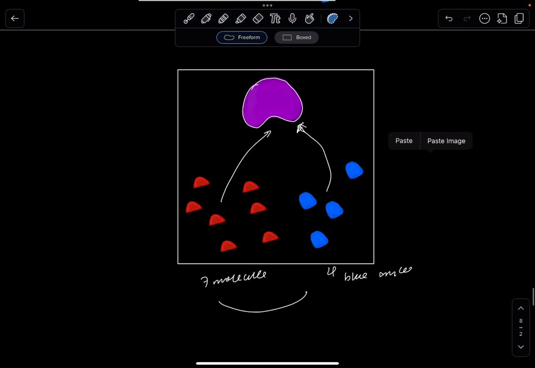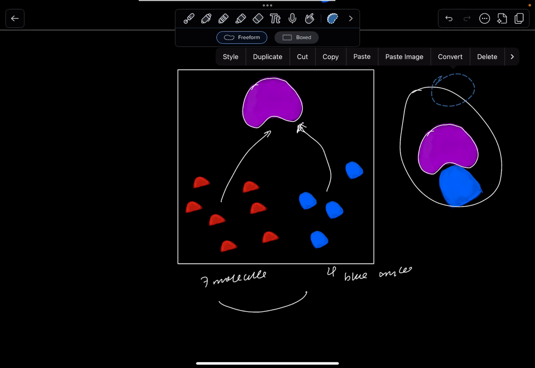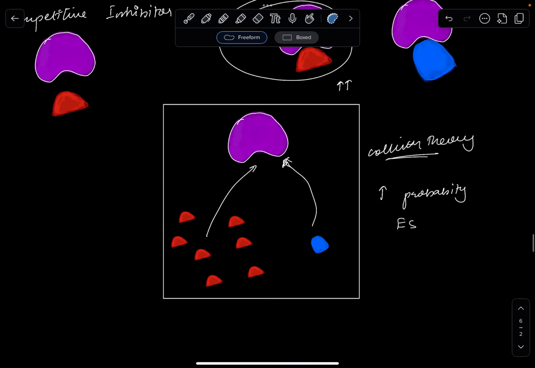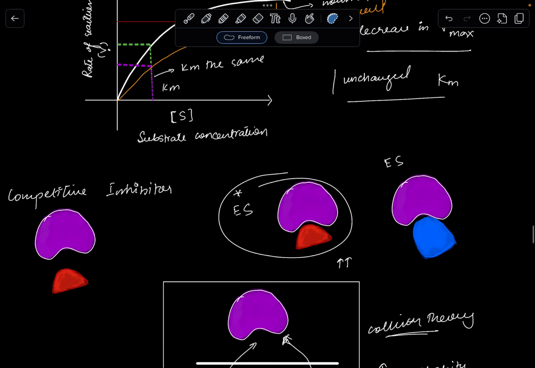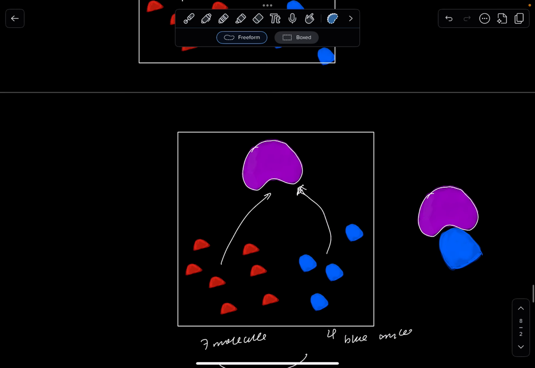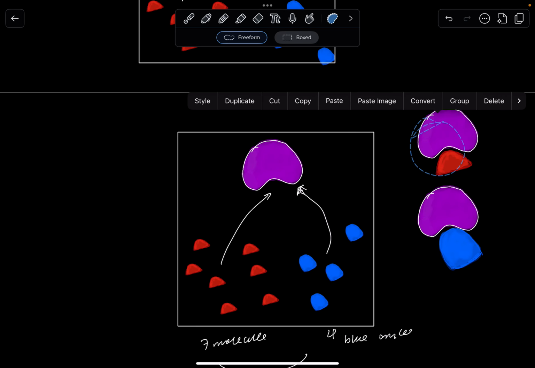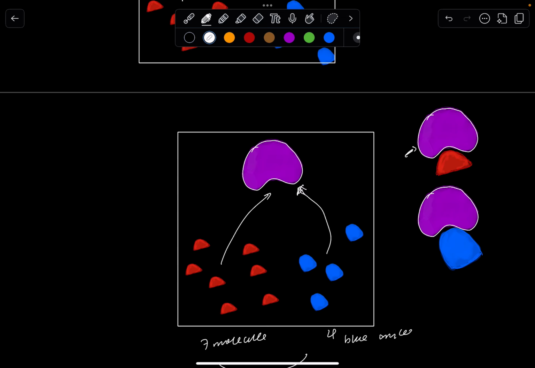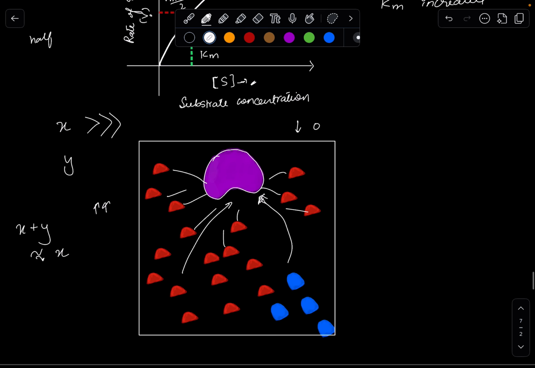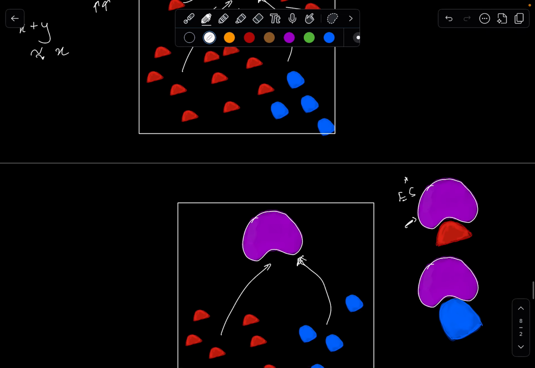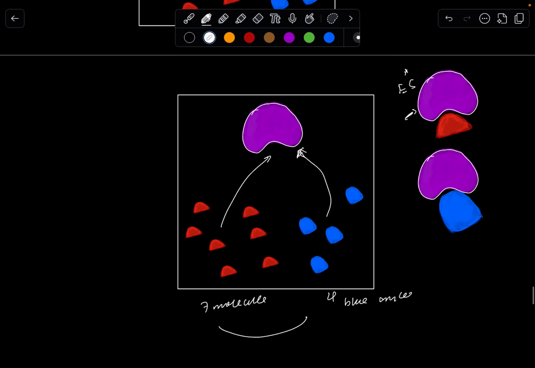So what is the probability that we form this ES complex? It's going to be roughly similar to forming this ES complex. Right? 7, 4, not that bad. So if I'm looking at my desired one, which is this, ES desired, I will see that because of the competition for the same active site, at a particular point in time, the likelihood of this is lower, especially when the concentrations are similar.